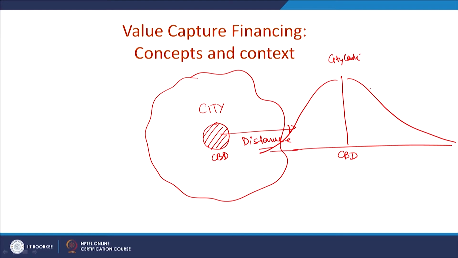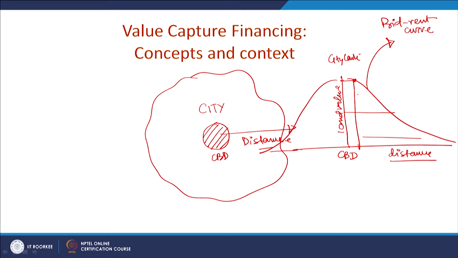So, this curve is called the bid rent curve, which basically shows the relationship between distance and land value. The more the distance, the lesser the land value; the lesser the distance, the higher the land value. So, this is the mechanism of how it works.